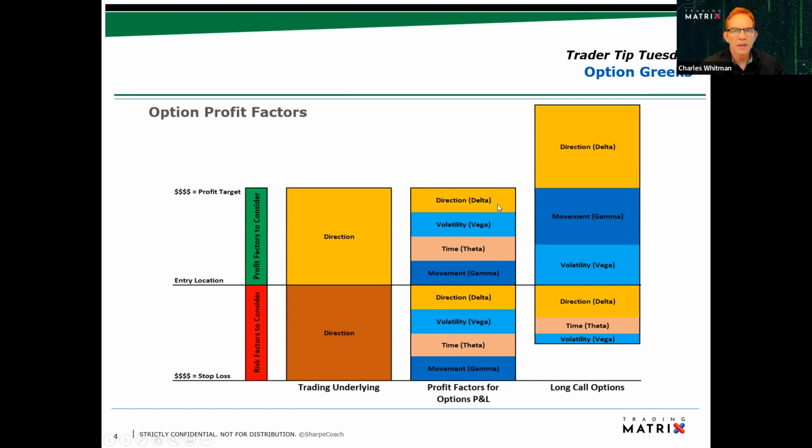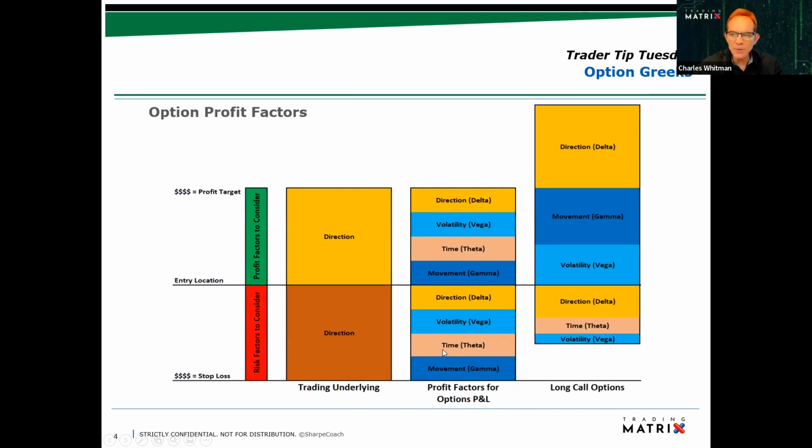So we see, and we're not going to count rho just in this simple example, we're going to focus on these four. In these four, we have delta, vega, theta, and gamma. And all four of these factors can introduce profits into your position, and they can introduce losses into your position.